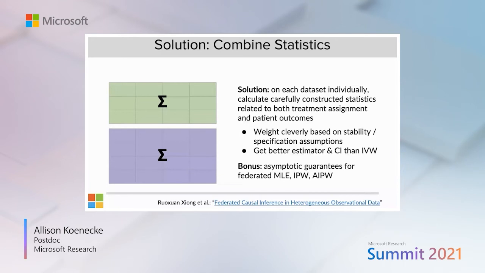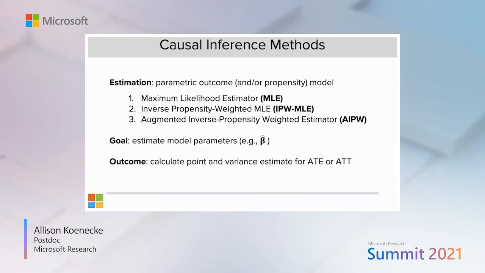And so let's take a step back and think about just doing causal inference on a single data set. We can estimate a parametric model using one of three methods listed by maximizing a weighted likelihood function. Now, why do we want to estimate these model parameters? Because once we have these parameter estimates, we can just plug them into formulas for standard causal metrics we might care about, like the average treatment effect, ATE, or the average treatment effect on the treated, ATT.